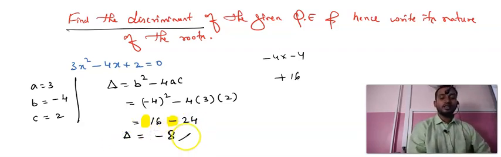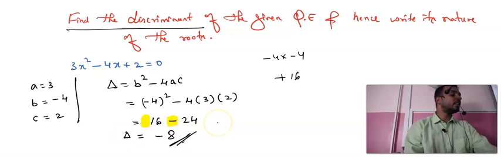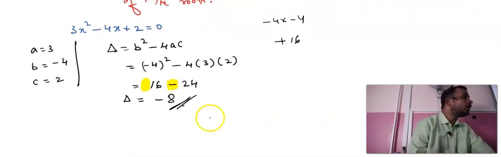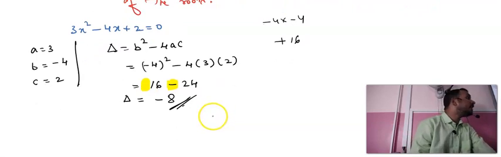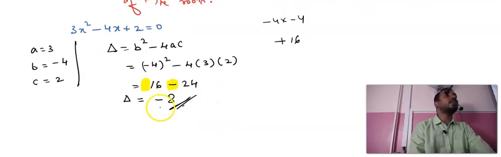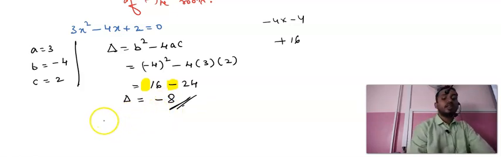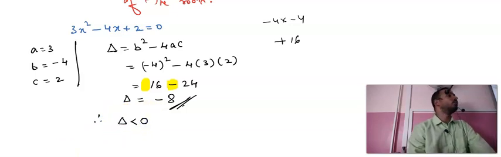So delta value is -8. Discriminant is -8. But what is the question here? Find the discriminant and write the nature of the roots. Now as you can see here, the discriminant value is approaching towards negative side, then we can say that therefore delta is less than 0. You have to write the condition, you have to write this reason. Delta is less than 0, understood?